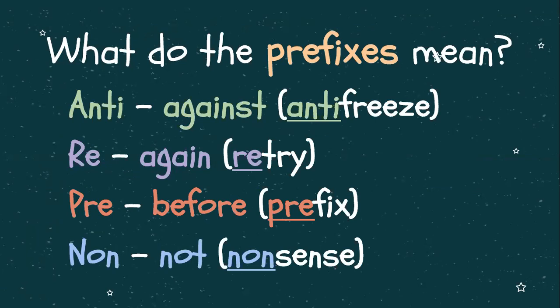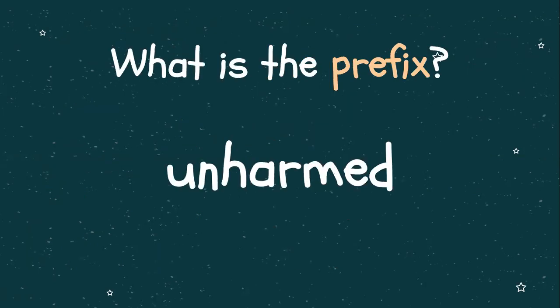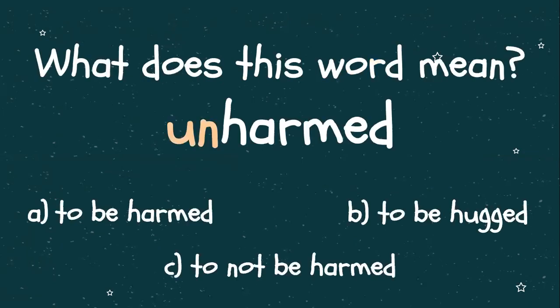If you need some time to learn these, pause and learn because I'm just about to take a quiz. So 3, 2, 1, and we start now. What is the prefix in this? Unharmed. Yup, un is the prefix. What does unharmed mean? Do you know the meaning of the prefix un? Does it mean to be harmed, to not be harmed, or to be hugged? Yes, option C, to not be harmed, because un means the opposite, not.